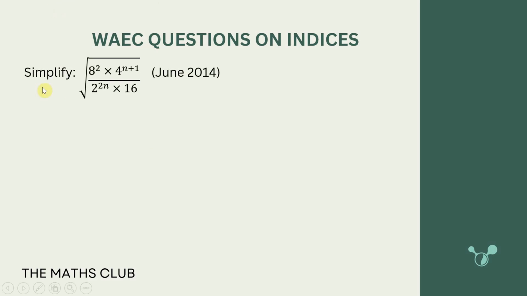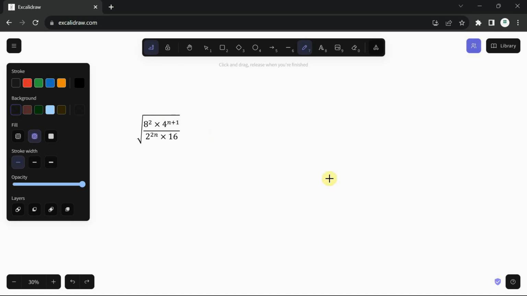Now the next question is saying that we should simplify the square root of 8 squared times 4 raised to the power of n plus 1 all over 2 raised to the power of 2n times 16. What you notice in all of them is that you can express all of them in terms of 2. So we know first off that 8 is what? 2 raised to the power of 3. 4 is 2 raised to the power of 2. 16 is 2 raised to the power of 4. So you must know these things, right?